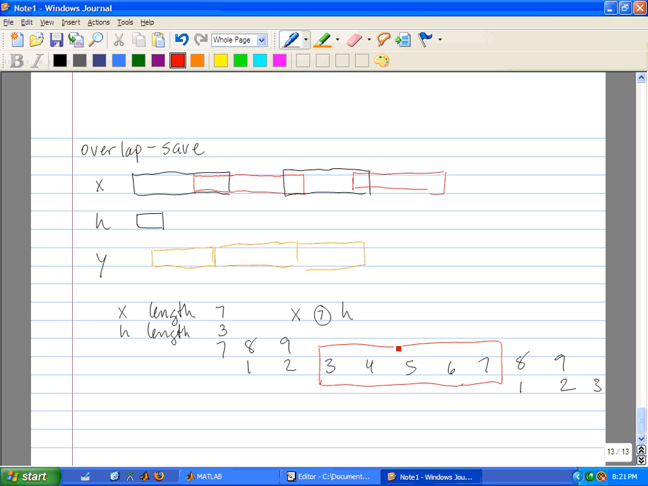So those are the ones, essentially, that will go into here now. So essentially what you're saying is, take the circular convolution between x and h, and then only keep elements 3 through 7, and those are the ones that go in the first box.